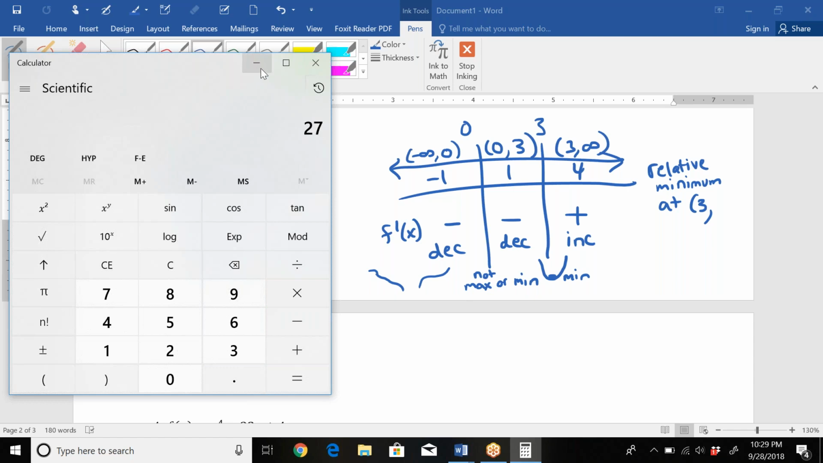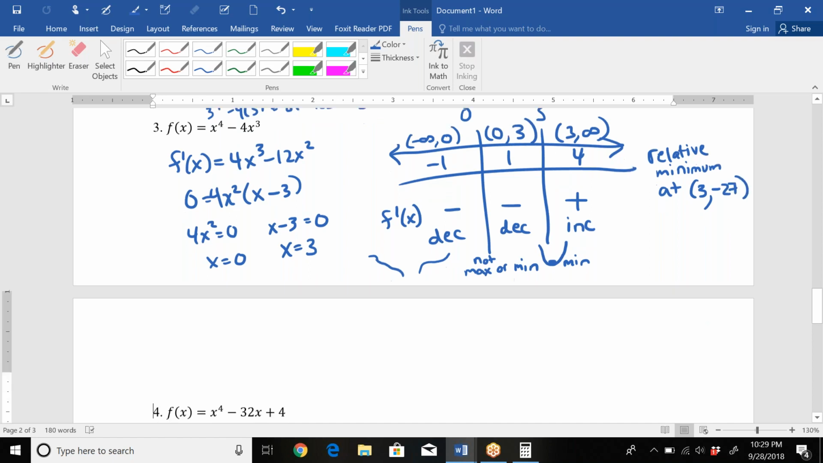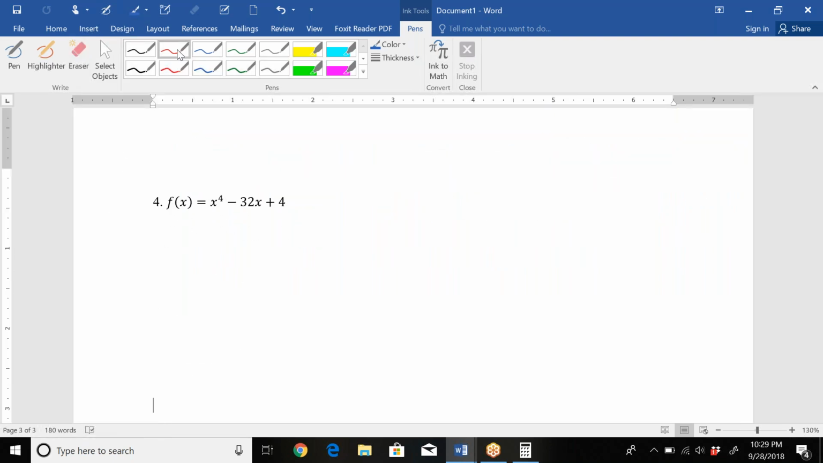So it's going to be negative 27 when I work it out. So negative 3, negative 27, or positive 3, negative 27 is the relative minimum point. All right, just a couple more, and then we'll be done and caught up with where we want to hit next time, which is going to be with those absolute maxes and mins.